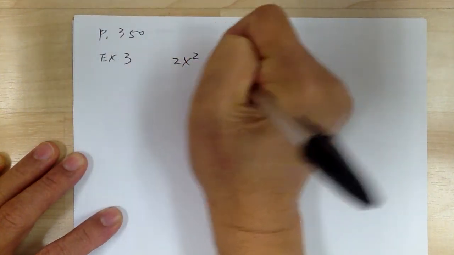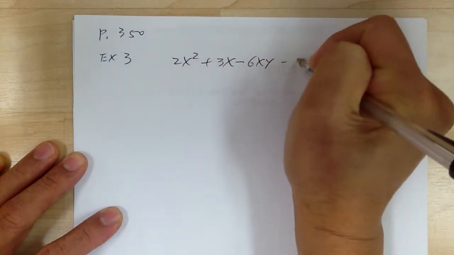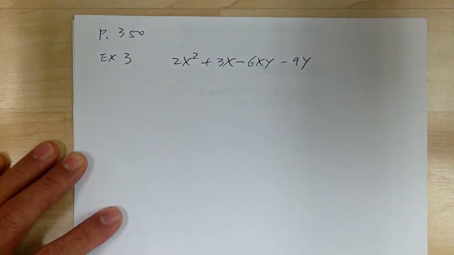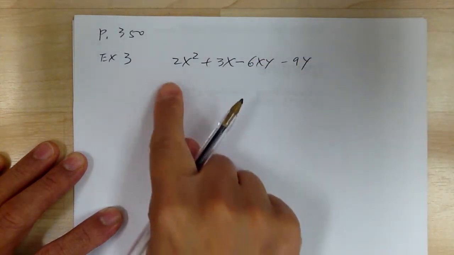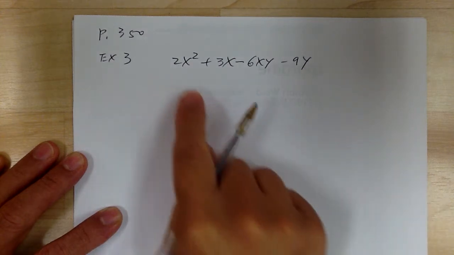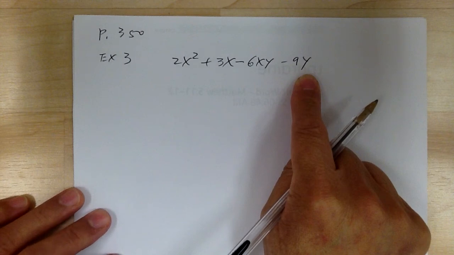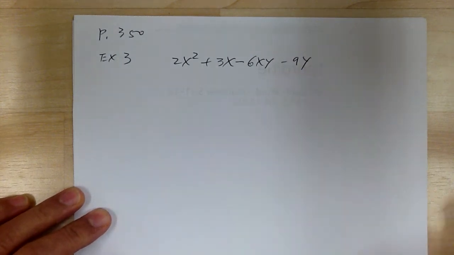So you got 2x squared plus 3x minus 6xy minus 9y. So again, step 1, common factor: 2, 3, 6, 9. There's no common number you can factor out. And the variable, this had no y, so you cannot do y. This had no x, so you cannot do x. So step 1 cannot. So you go to step 2.